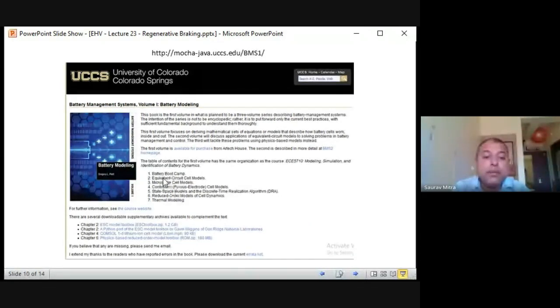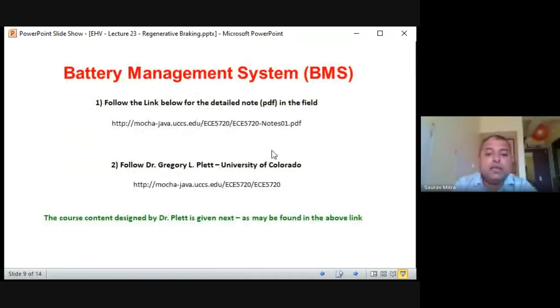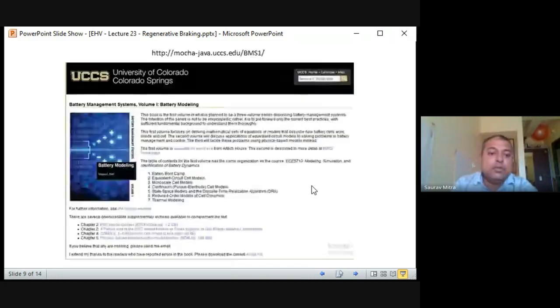So software is given. You can do this battery bootcamp, equivalent circuit cell model, microscale cell model, continuous porous electrode cell model, state space model of discrete time, realization algorithm. All these things you can find in this. This website is also given at the top, that is the University of Colorado Colorado Springs, UCCS edu, ECE 5710 BMS is battery management system 1, and the name of the professor is Dr. Gregory L. Plett. So you can go to this page and you can find there are many projects which are already available.